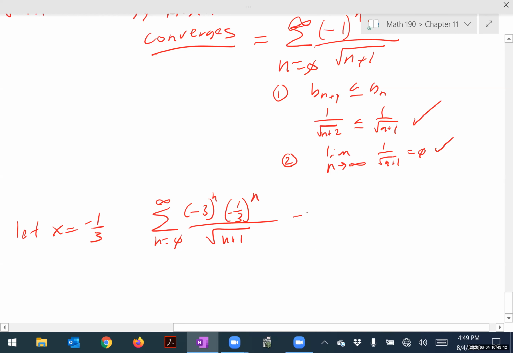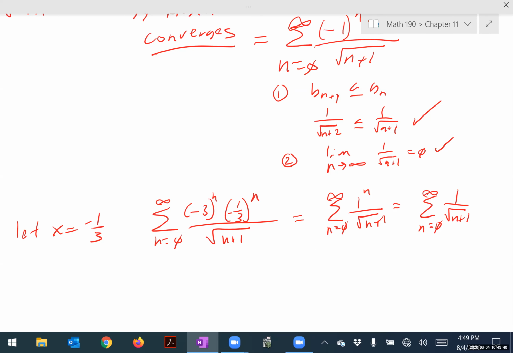Well, this thing is equal to the summation of 1 to the nth over the square root of n plus 1, n equals 0 to infinity, which is the same thing as 1 over the square root of n plus 1. Which I can compare to a p-series, or can I? Because I know that 1 over the square root of n is 1 over n to the 1/2, and I know that that guy diverges, right? Diverges.